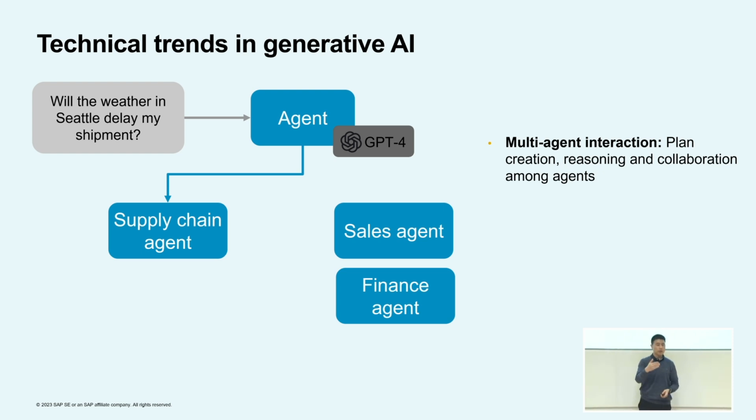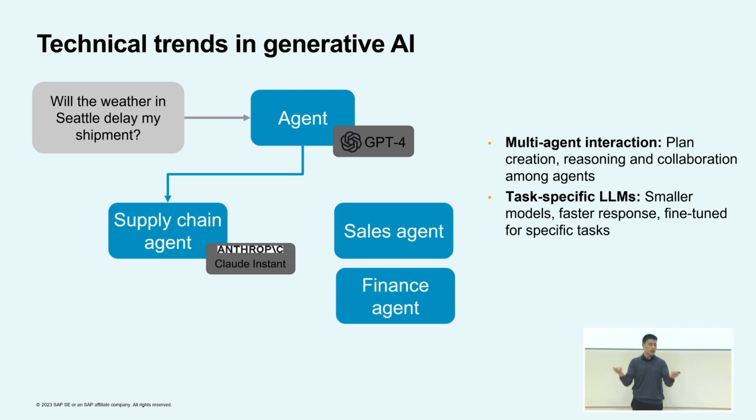So in this case, multi-agent interaction is your generic agent can hand off to a fine-tuned agent, such as a supply chain agent, and this might have a fine-tuned version of Claude, for example, right? It's not necessarily going to be as generic. The supply chain agent is not going to be as generic as an agent that can handle anything, but it's really, really good at supply chains.